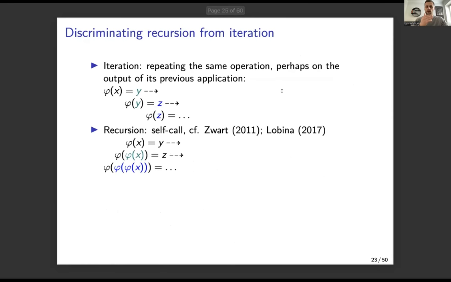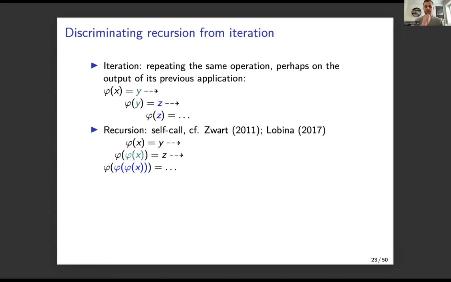So just to give you a clearer picture, it's often mixed up that iteration and recursion are a little bit close, because for recursion it's enough if you take the output of the first operation as an input of another. No, that's not the case. So iteration is just repeating the same operation. This simply means that you take phi of x giving y, and you can still use this y as an input for another operation. This does not mean that it is recursive. You're just iterating one and the same operation. To get recursion, you need self-call.